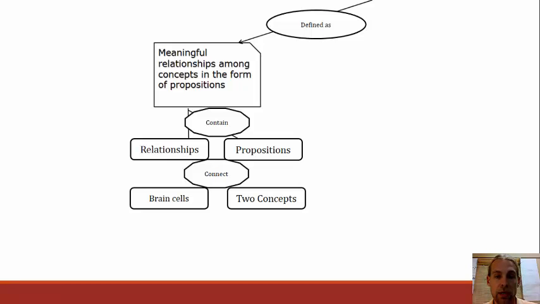Concept maps also contain, well, as we said, propositions. Propositions connect to concepts.